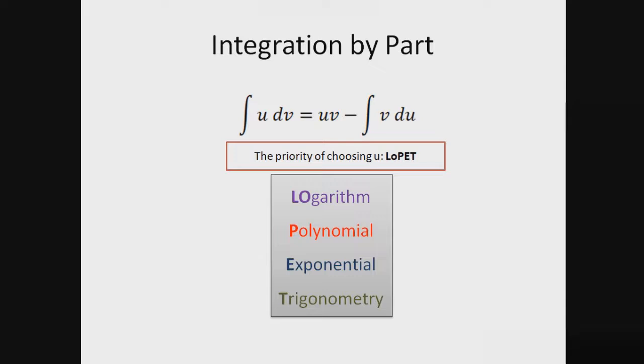In order to use this formula, we have to choose u. There is a priority for choosing u, a technique called LIPET. L stands for logarithm, P is polynomial, E is exponential, and T is trigonometry. We have to follow this order, with the highest priority being logarithm and the lowest priority being trigonometry. So let's jump into example 7.